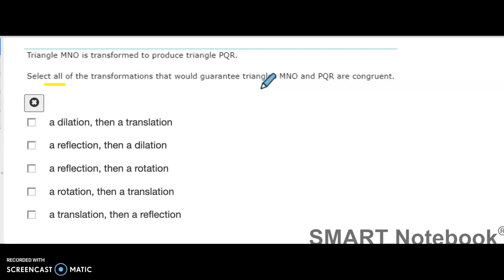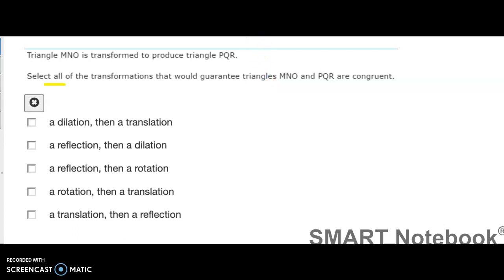The only transformation that is not a rigid motion, which means it does not result in congruent figures, is a dilation. Because when you are dilating a figure, you are changing its size. So here, if we want to select all of the transformations that would guarantee the 2 figures are congruent, we know we cannot pick anything that includes a dilation, because a dilation is changing the size.